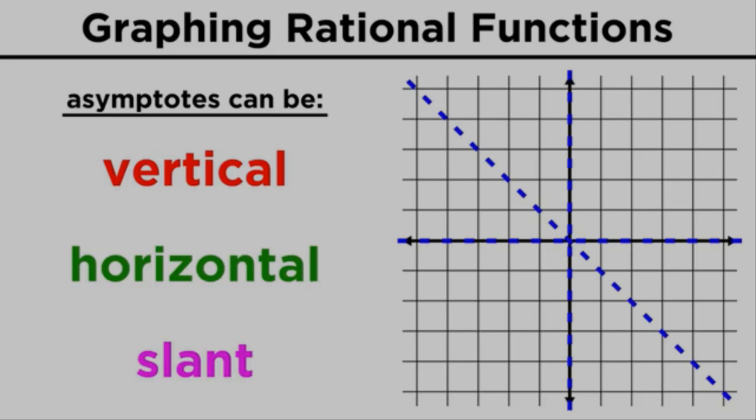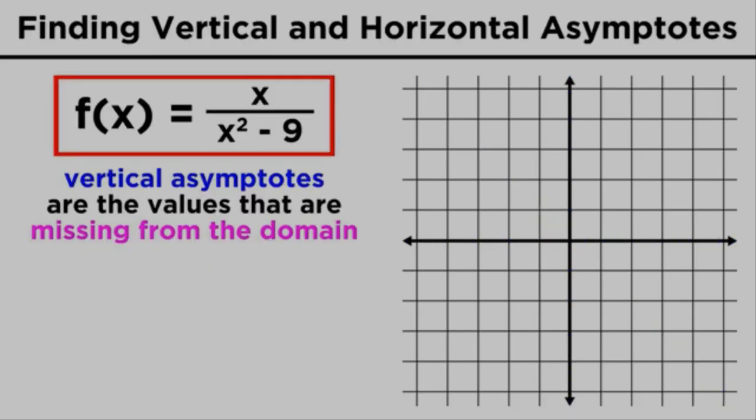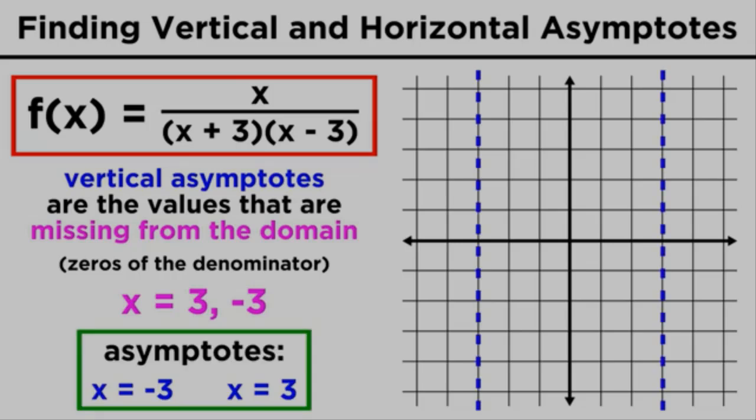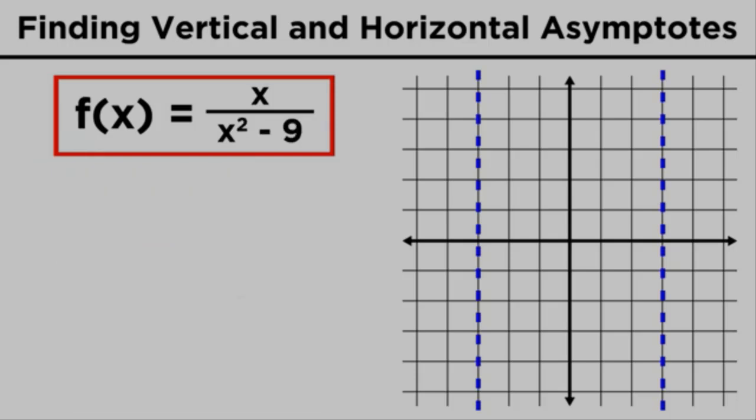So let's learn how to find them. Finding vertical asymptotes is pretty simple, as these are values that are not in the domain of the function. That means that these are the zeros of the denominator. Take something like x over x squared minus 9. We know that this denominator can be factored to get x plus 3 times x minus 3, and that means that 3 and -3 are the two zeros of the denominator. Since those values are not in the domain of the function, we must have vertical asymptotes at x equals -3 and x equals 3.